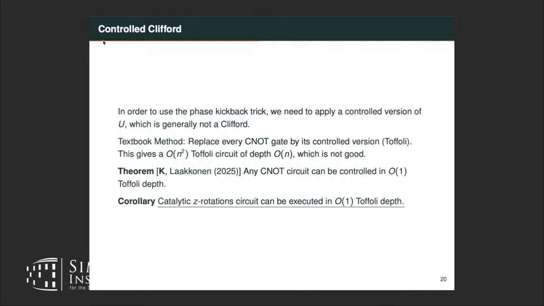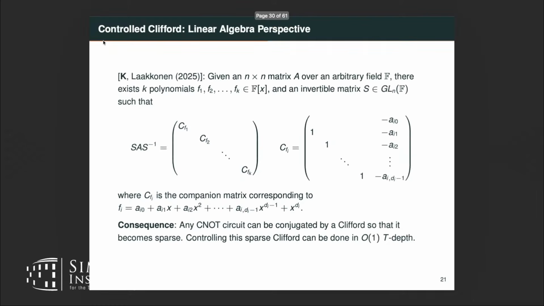But fortunately, it turns out that any CNOT circuit can actually be controlled in constant Toffoli depth. Insofar as you believe some math result, it's sort of obvious. The point is that there is a very general linear algebra fact: if you have some n by n matrix over an arbitrary field, then there is some similarity transformation such that you have a block diagonal form with very sparse matrices. And these individual sparse matrices can be implemented in a T-depth of actually 1. It's an easy fact that you can show.